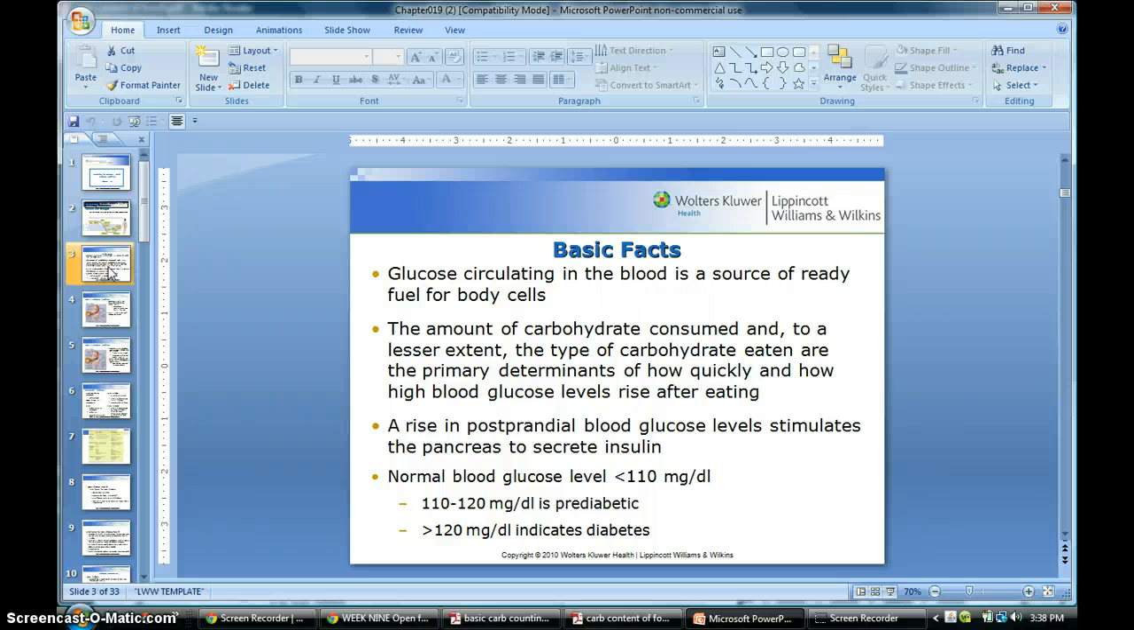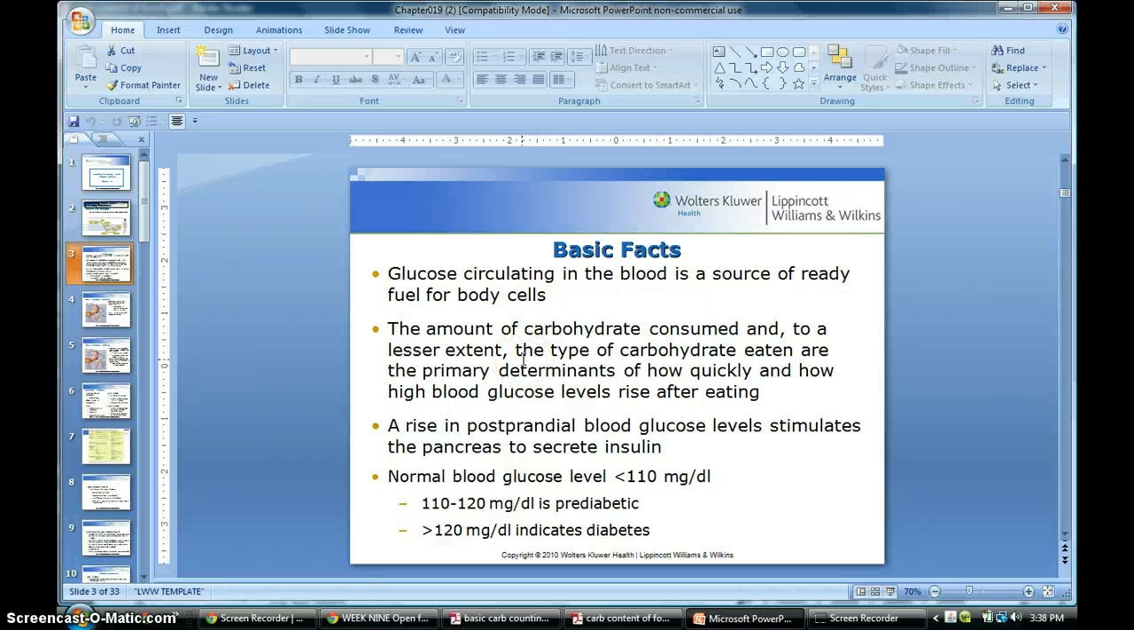Basic facts about blood glucose and the impact of carbs. This is important. The amount of carbohydrate consumed is going to be the number one factor when you are working with someone with diabetes. The amount of carbs consumed in one meal is going to have the biggest influence on blood glucose levels. And here it says, to a lesser extent, the type of carb eaten.